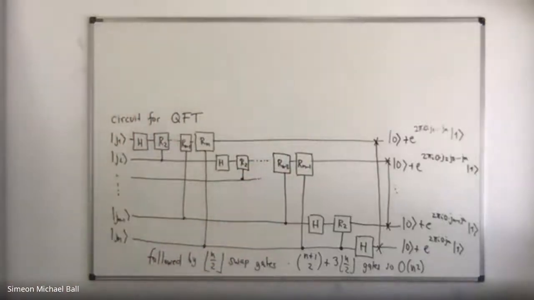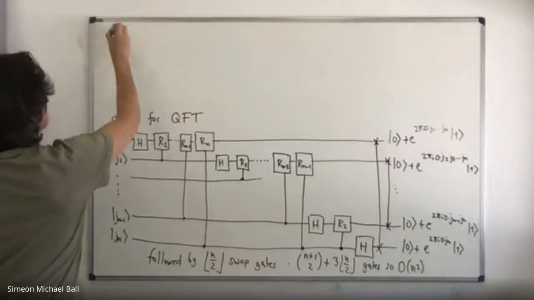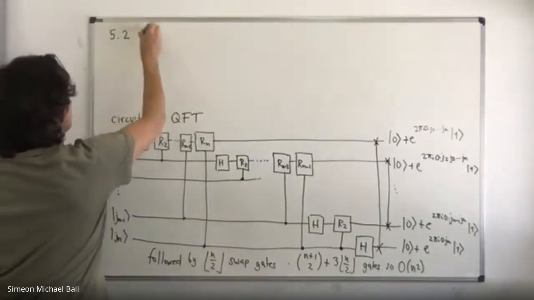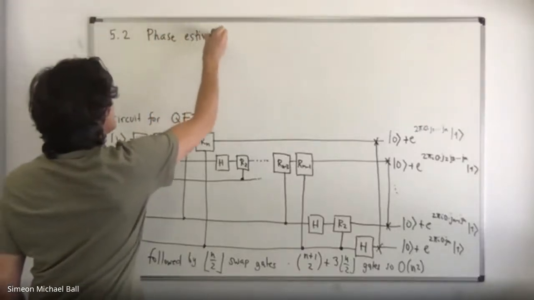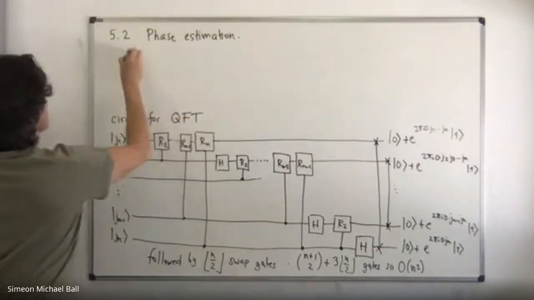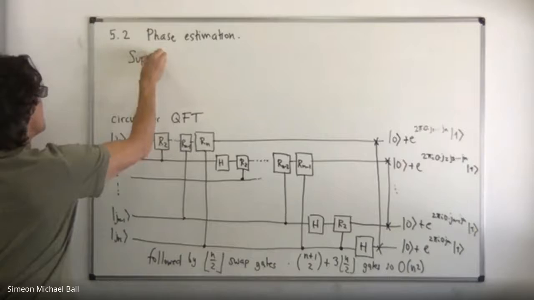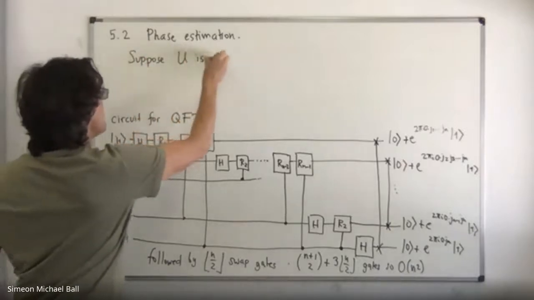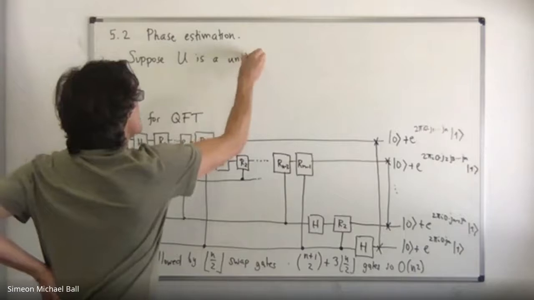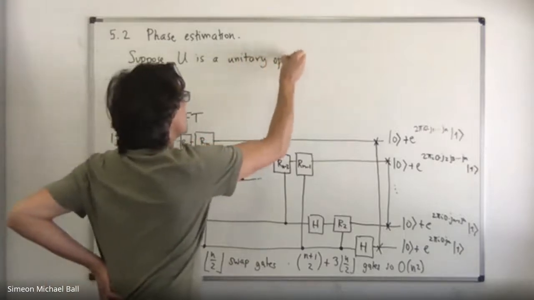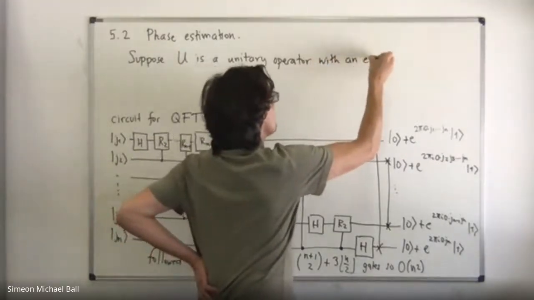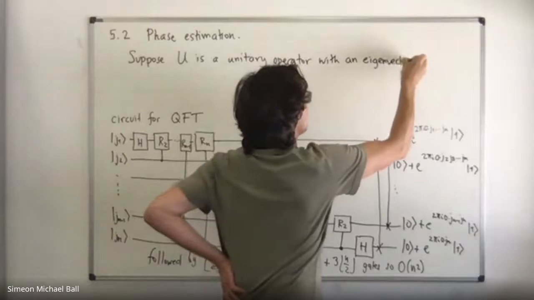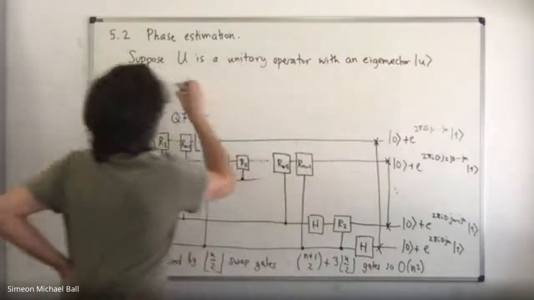So there's our lovely circuit for our quantum Fourier transform. And this is now 5.2, phase estimation. And the idea here, so let's suppose U is a unitary operator with an eigenvector u with eigenvalue.